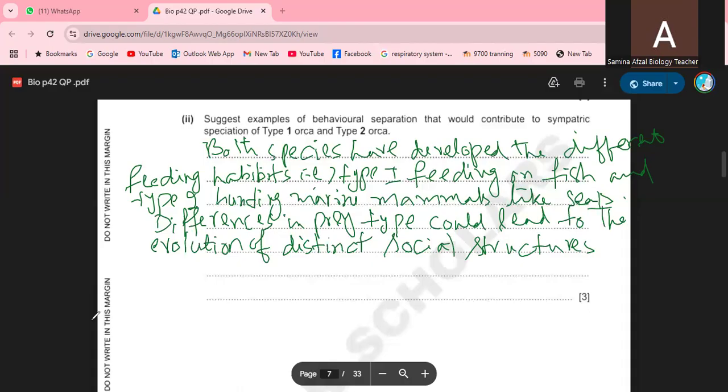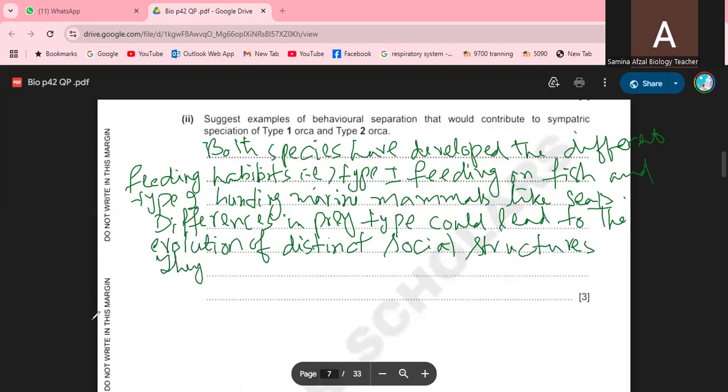And these different social behaviors could lead to assortative mating, where individuals within a given area are more likely to mate with each other. So in this way, another thing is that the orcas use complex vocalization for communication and coordination during hunting. So the type 1 and type 2 orcas have developed distinct dialects or call types.